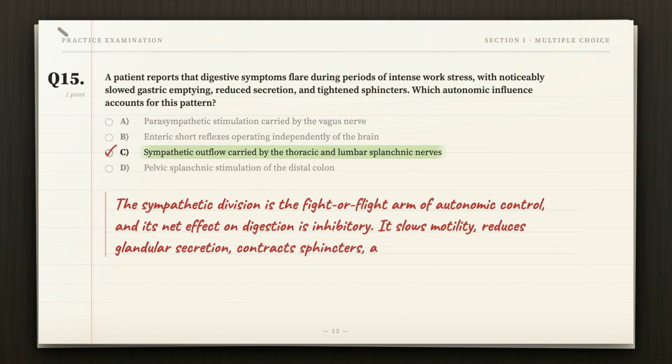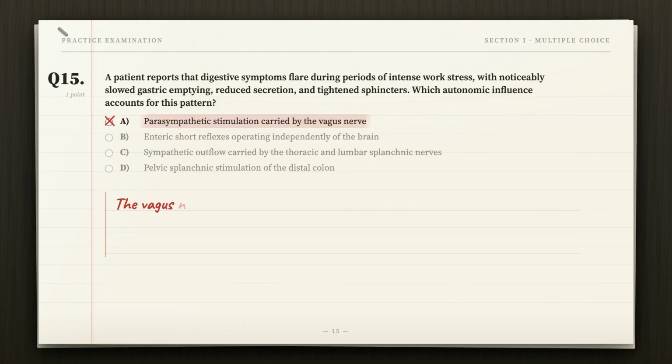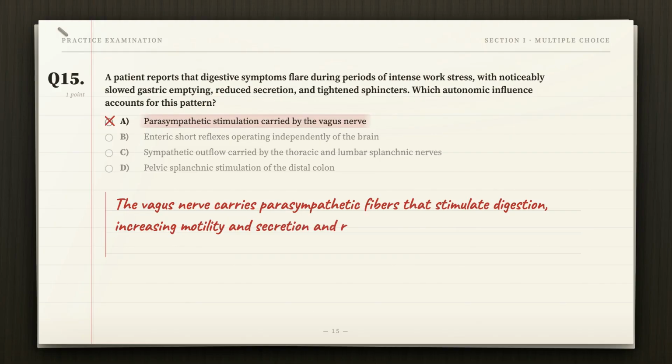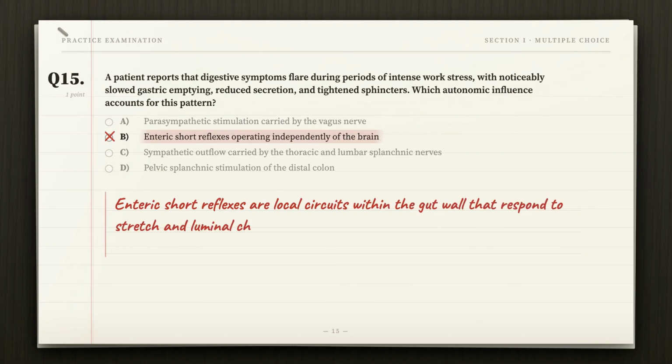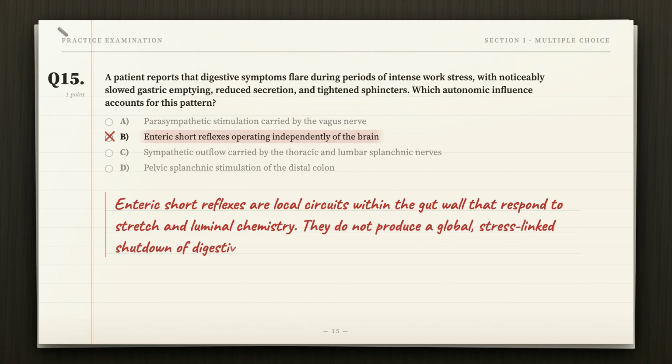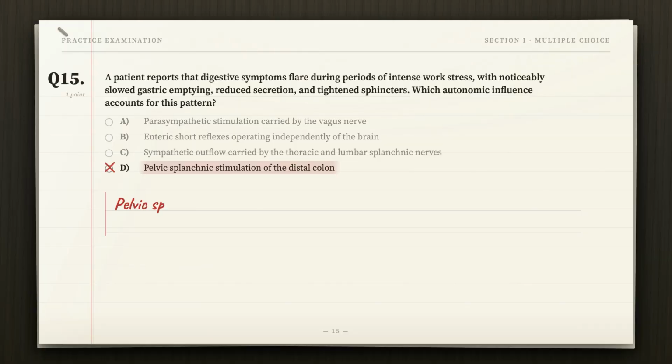towards skeletal muscle. A is wrong because the vagus nerve carries parasympathetic fibers that stimulate digestion, increasing motility and secretion and relaxing sphincters. Its effect is the opposite of what is described. B is wrong because enteric short reflexes are local circuits within the gut wall that respond to stretch and luminal chemistry. They do not produce a global stress-linked shutdown of digestive activity. D is wrong because pelvic splanchnic nerves are parasympathetic and stimulate the distal colon and rectum.